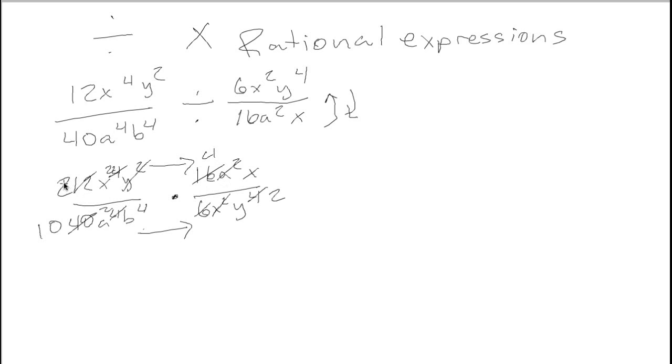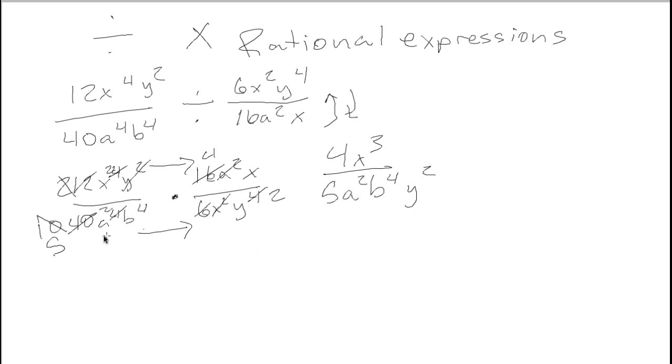But hey, now look over here. We've got 2 over 10. Well, 2 goes into 10 5 times. So now all we have left over here is just x squared times 4x, which gives me 4x cubed. And then on bottom, we've got 5a squared b to the fourth times y squared.